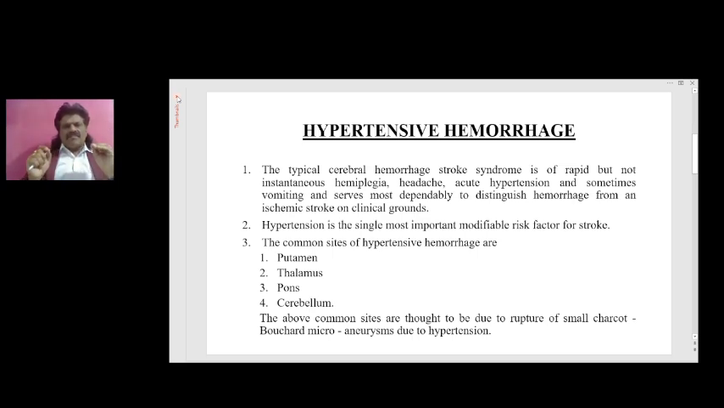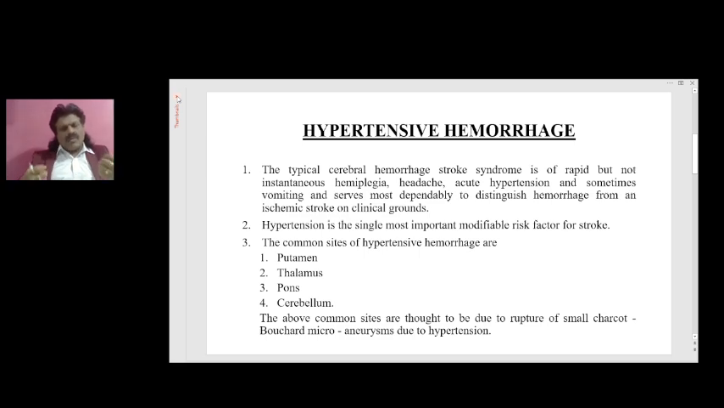So the typical cerebral hemorrhage stroke syndrome is of rapid but not as instantaneous as embolism, and they usually present with headache. What is the reason for headache? We all know the brain by and large is insensitive to pain. Even if we cut the brain, there is no pain. There are certain pain sensitive receptors which, when affected, will present with pain or headache. By and large, the meninges and vessels in the meninges are sensitive to pain. So generally in infarct, they don't present with headache, but hemorrhage may present with headache.